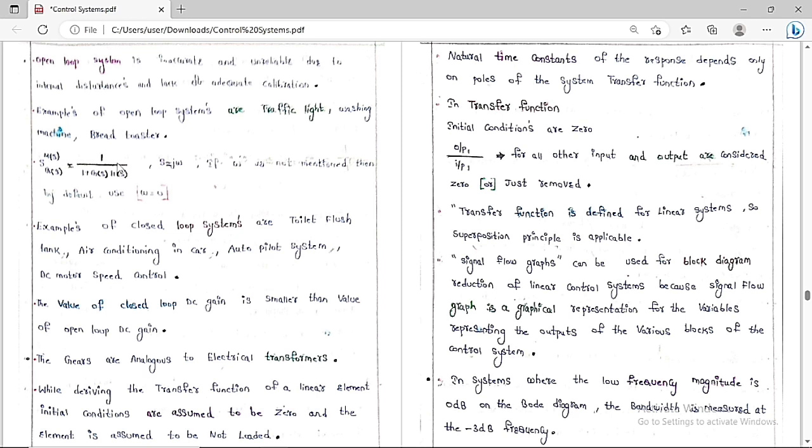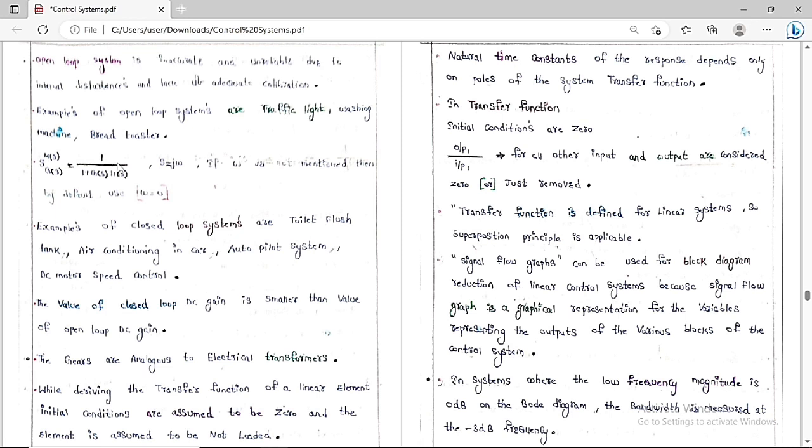The next examples are examples of closed loop systems: the toilet flush tank, air conditioning in a car, the autopilot system, as well as DC motor speed control. These are the best examples of closed loop systems.